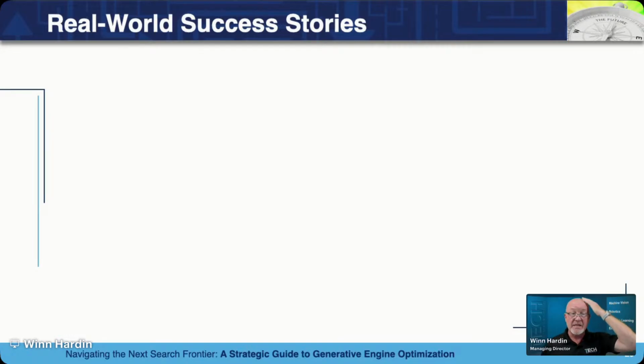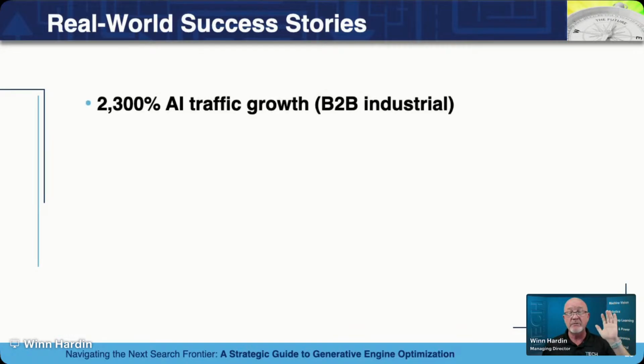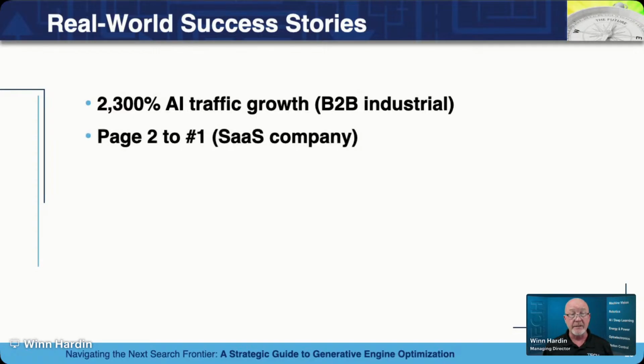Real world success stories. I'm going to fly through this. Case study, this is deeper in the white paper. Industrial manufacturer. It has good SEO, lacked AI visibility. It enhanced the content for AI readiness and saw 2,300% over only a 90-day time.